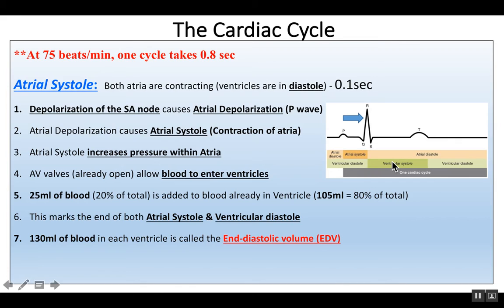The volume in a ventricle at this moment in time is called end diastolic volume, or EDV. You can think of this volume as being full. This is when a ventricle is full. And the volume should be the same on each side. The right ventricle and the left ventricle each have 130 milliliters of blood in them. Now it should make sense. The goal is to pump blood out of the ventricles. And that's why we enter ventricular systole.